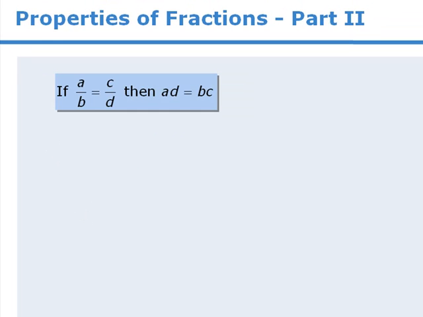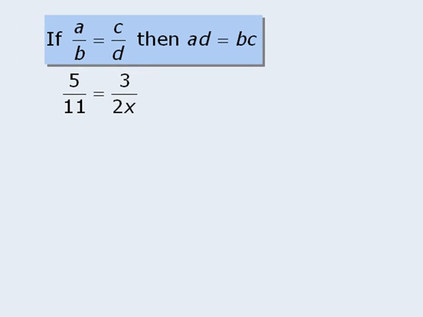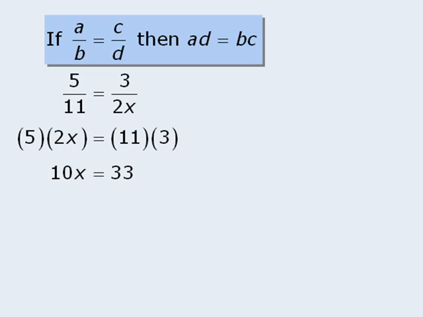Alright, our last property looks like this. If some fraction, a over b, is equal to another fraction, c over d, then it must be true that a times d is equal to b times c. We can use this rule to help us solve equations where we have one fraction equal to another fraction. When we apply this rule, we see that 5 times 2x must be equal to 11 times 3. At this point, we can simplify both sides and then divide both sides by 10 to get x equals 3.3.